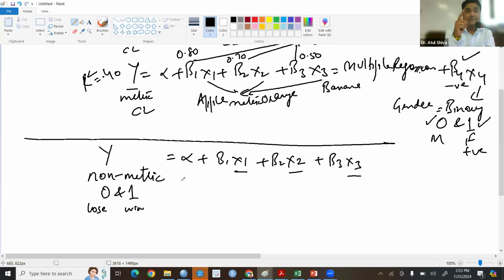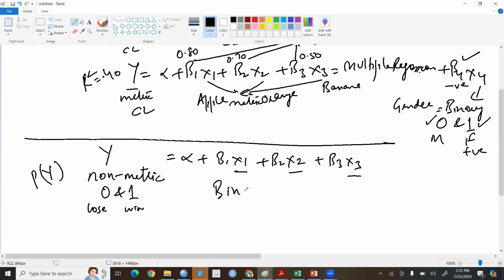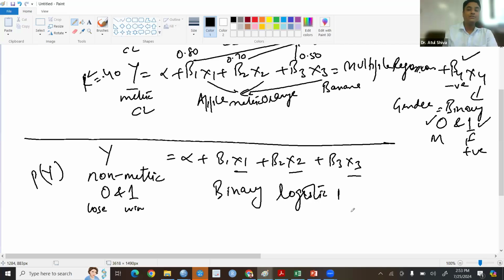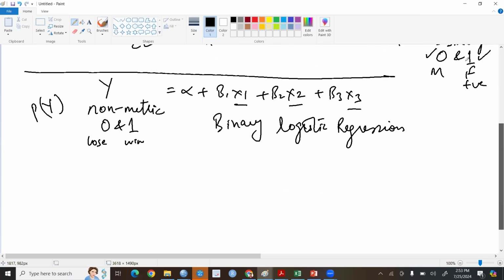So if I am looking for win or lose, that means earlier my dependent variable was metric. But if my dependent variable is non-metric, then I will not calculate R square. Then I will calculate the probability of happening or non-happening of an event. And in such a case, you will go for binary logistic regression. And instead of R square, you will calculate the probability of happening or non-happening of an event.